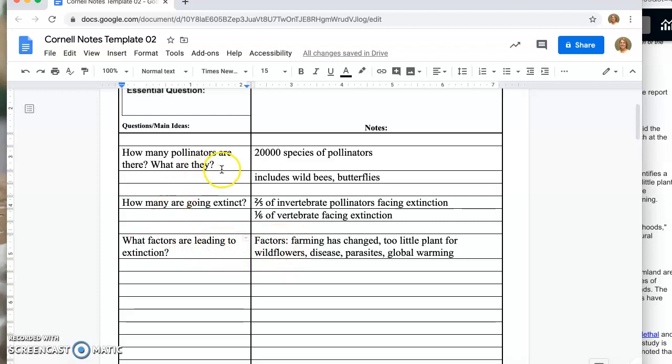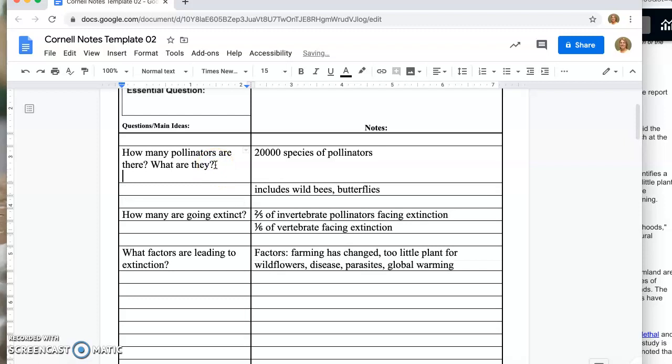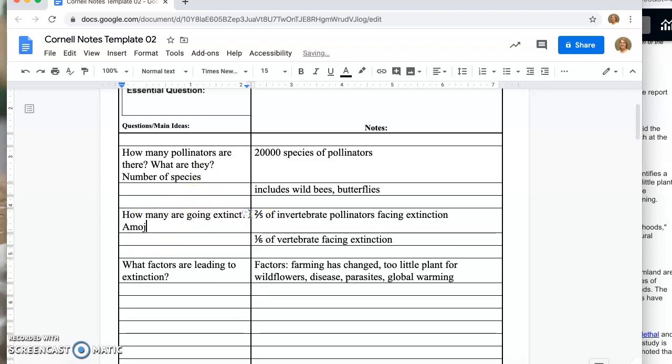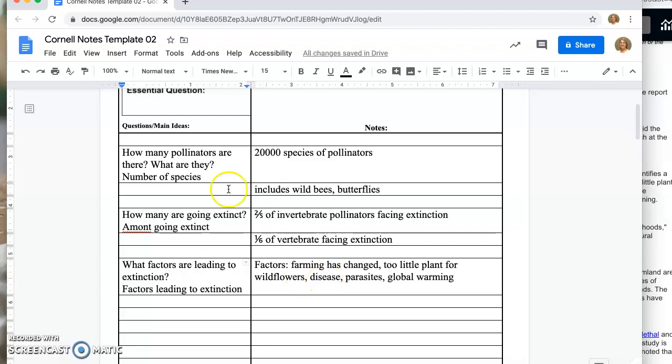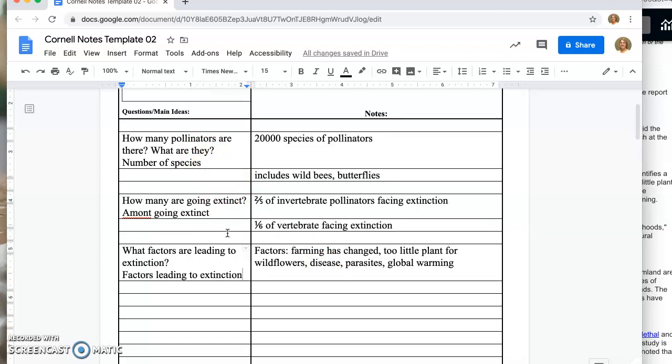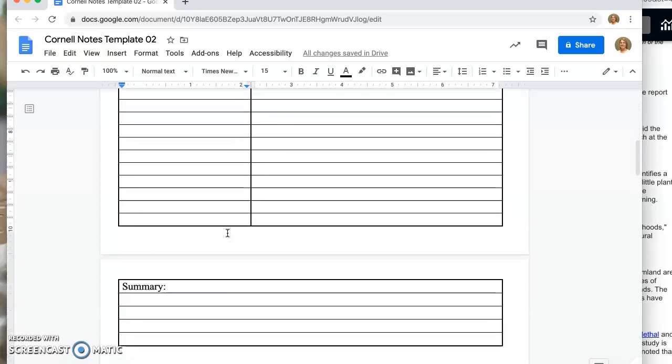Now, if I didn't want to have a question, I wanted to have more of a main idea, I could do this as well. So I could say number of species going extinct, and I could say just factors leading to extinction. So I can do either the question or I can do the statement, the topic. It doesn't really matter. I'm going to pretend like I read that entire article.